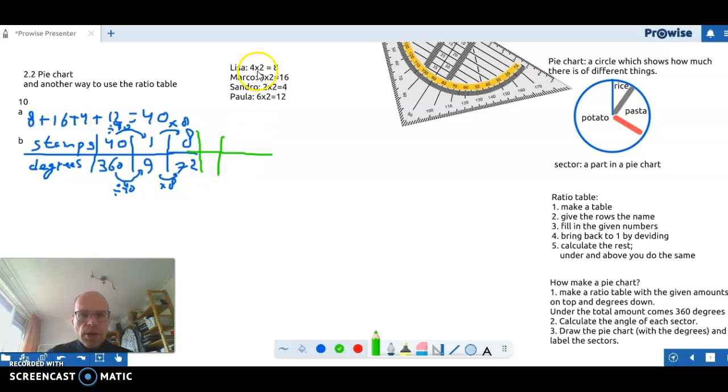In green, I'm doing Marco, and Marco has 16. And if we go from 1 to 16, I need to multiply by 16, and I need to do the same on the bottom. So that is 9 multiplied by 16, and that is 144.